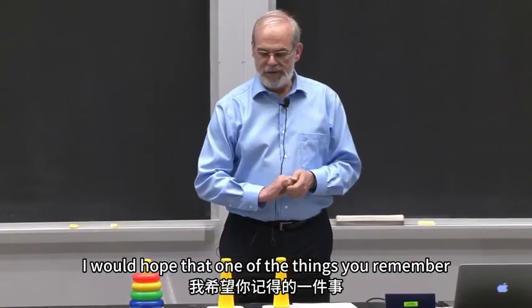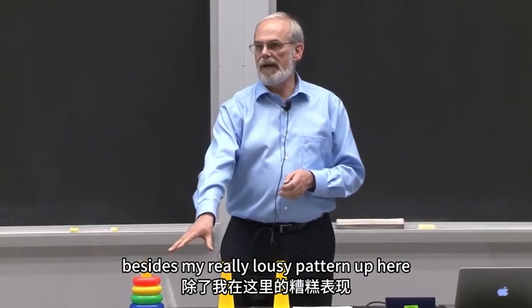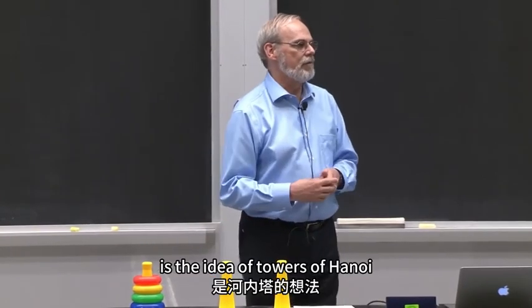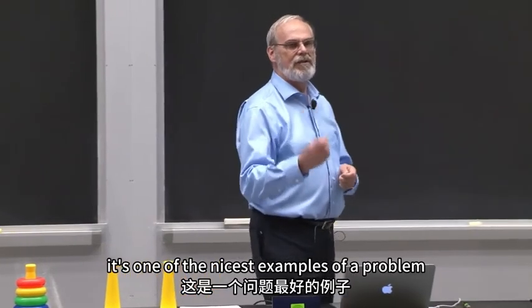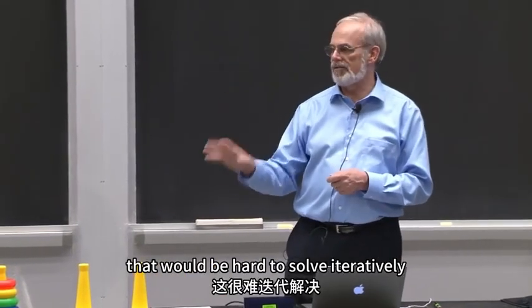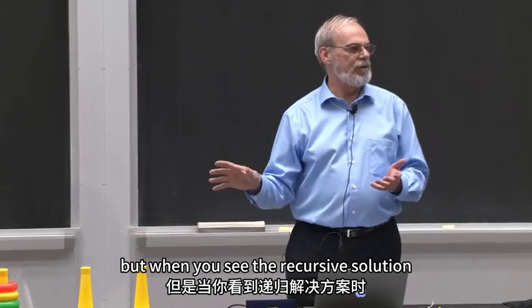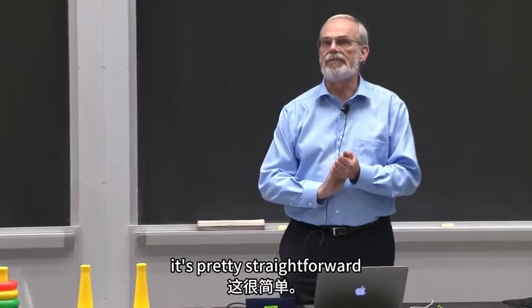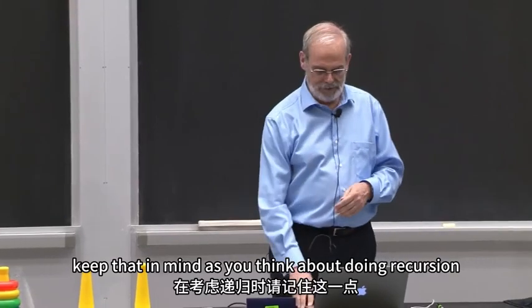I would hope that one of the things you remember, besides my really lousy patter up here, is the idea of towers of Hanoi, because to me it's one of the nicest examples of a problem that would be hard to solve iteratively. But when you see the recursive solution, it's pretty straightforward. Keep that in mind as you think about doing recursion.